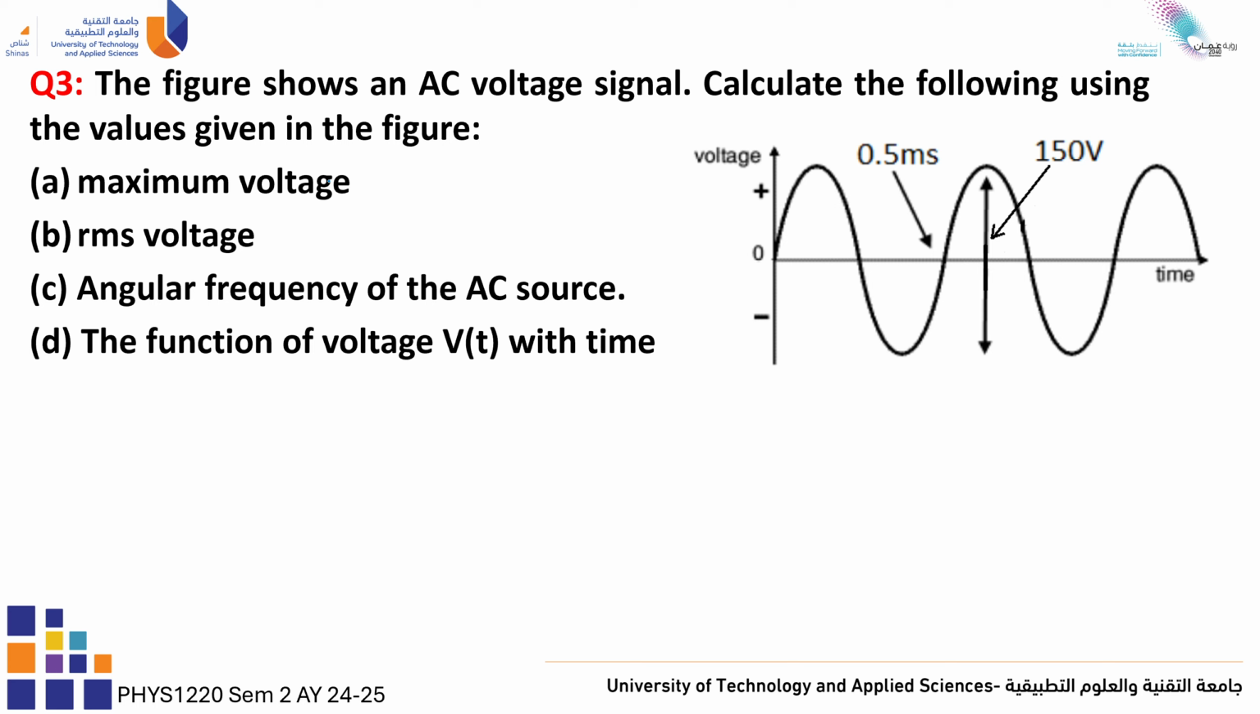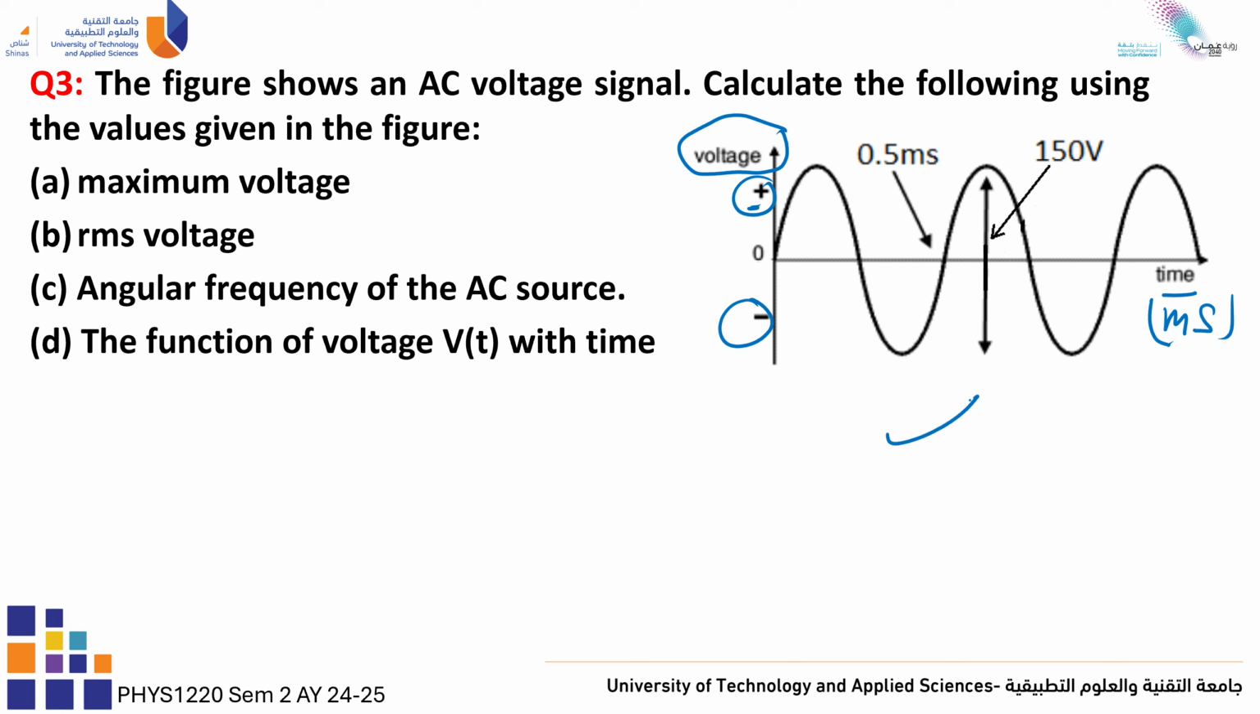Now one sine wave is given. On the y-axis the voltage is given. This is always the plus side, and this is always the minus side. This is 0, and this is the given time. Particularly in this diagram the unit is given in the data. So the time here is taken in milliseconds. Now they are asking, the figure shows an AC voltage signal.